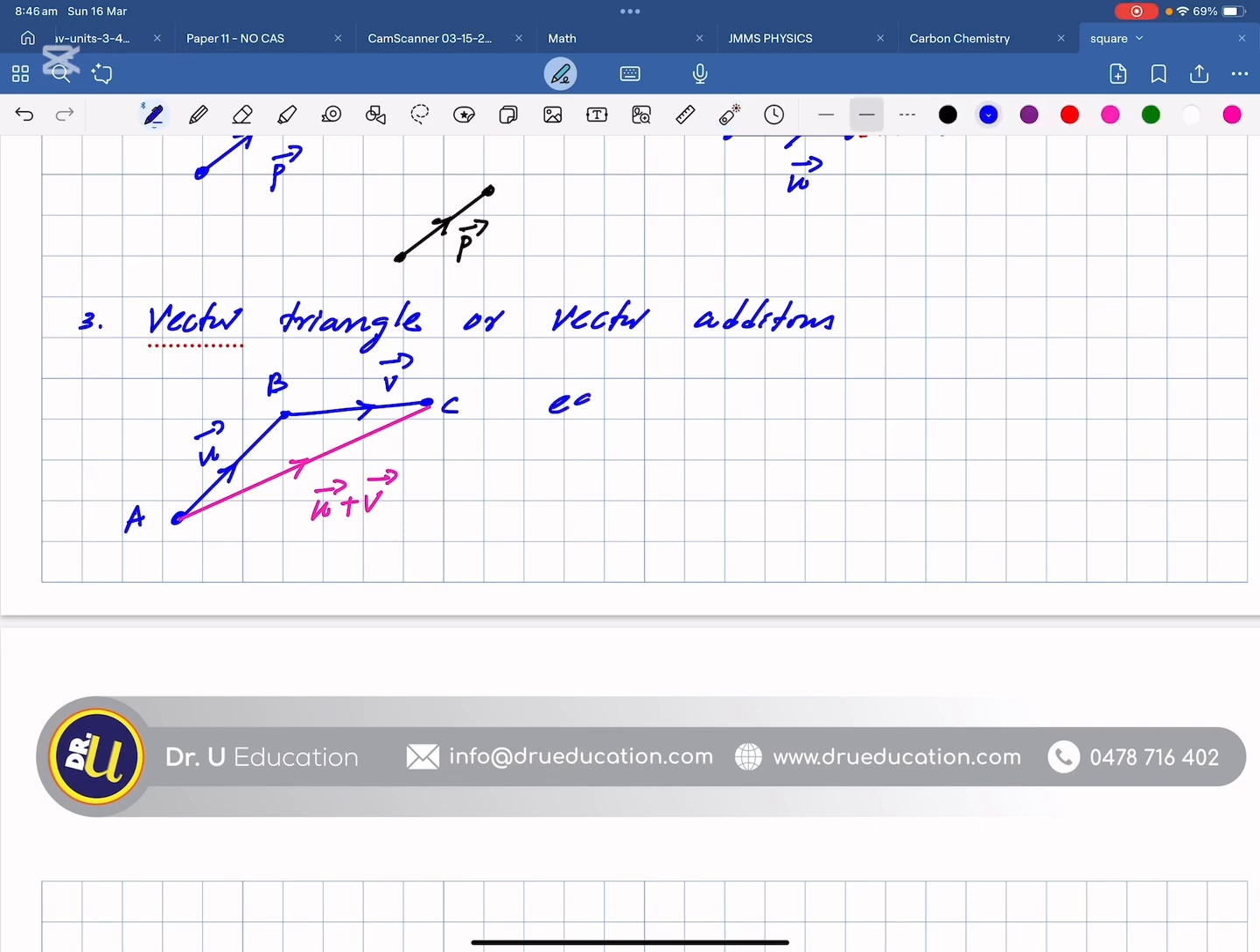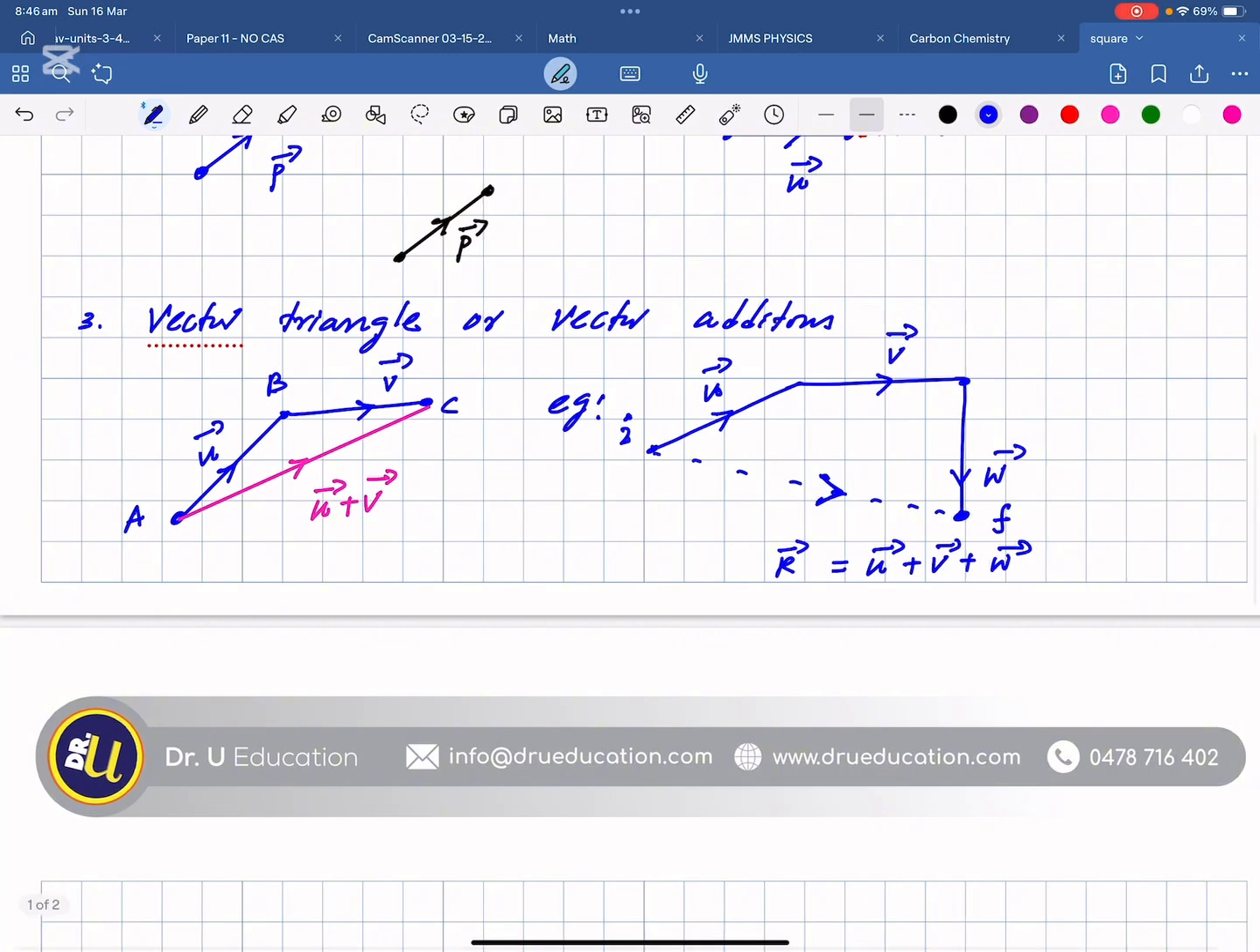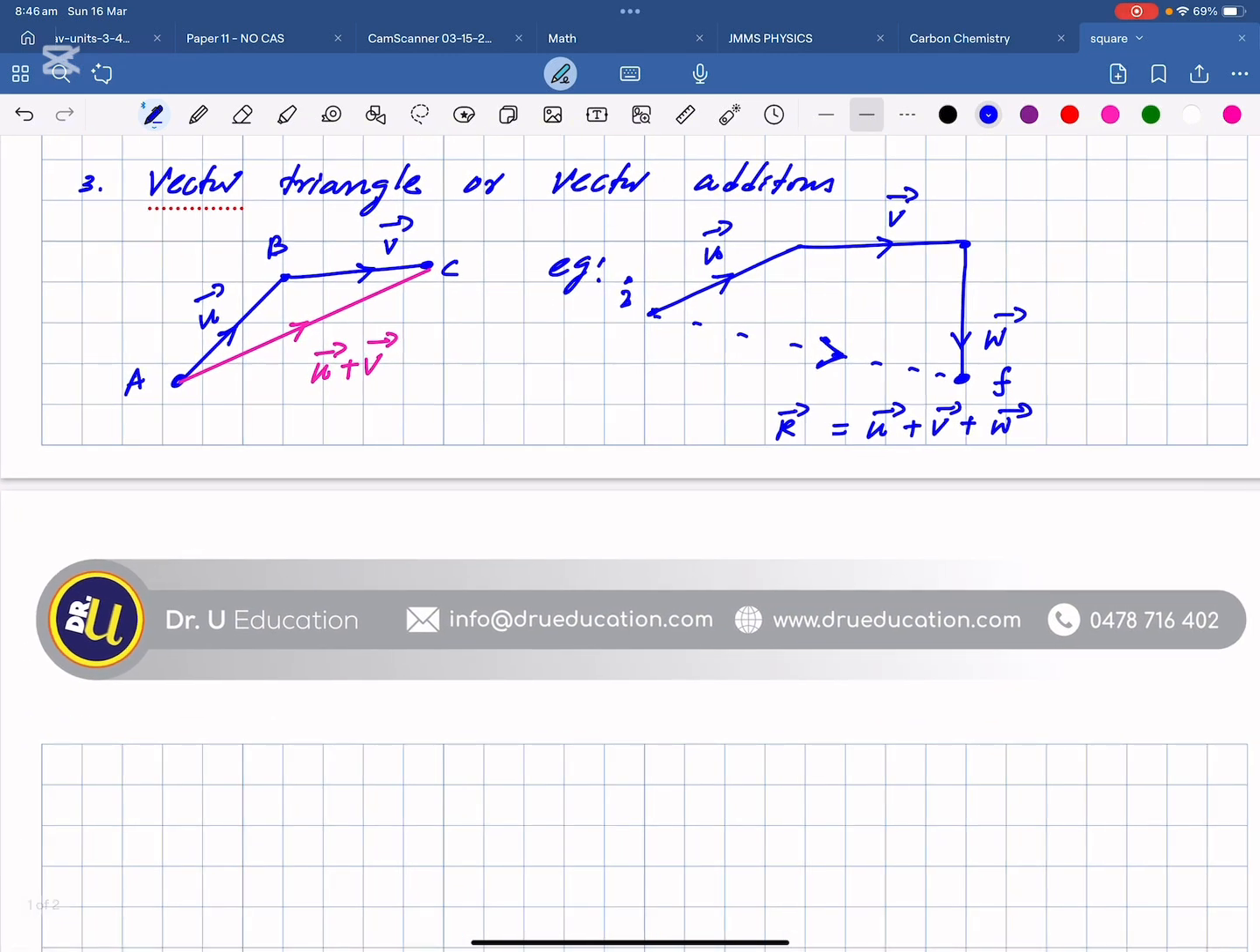So, example. You're starting from here. It goes here, U, and then from here it goes here, V. From here it goes here, W, and this is your final. You're going to stop there. Now what would be the resultant vector? Resultant vector would be from here to here, initial to final. I would say this is R vector. Now that R vector is nothing but U plus V plus W.